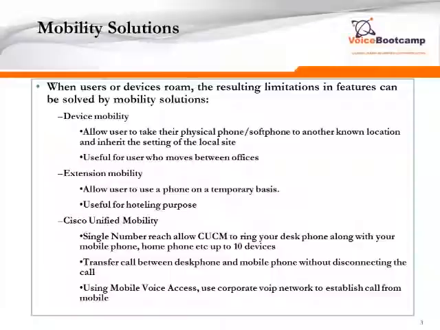Extension mobility, on the other hand, allows the user to use a phone on a temporary basis. For example, when a salesperson from head office goes to a branch office in Japan for a 15-day visit, obviously you're not going to have a new phone assigned for that user for 15 days. So what the user can do is use an existing phone that's marked as extension mobility, and therefore when he logs into that phone, his phone will inherit most of the settings that his physical phone had back at his desk. So this allows users to use that remote phone temporarily.